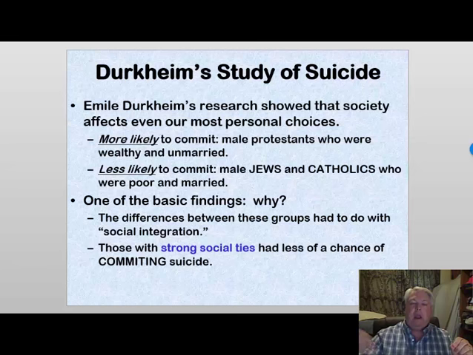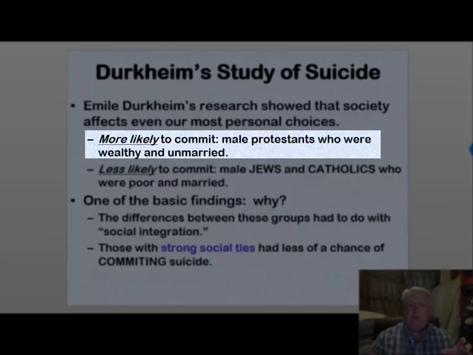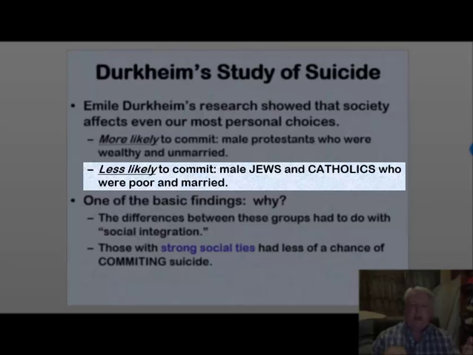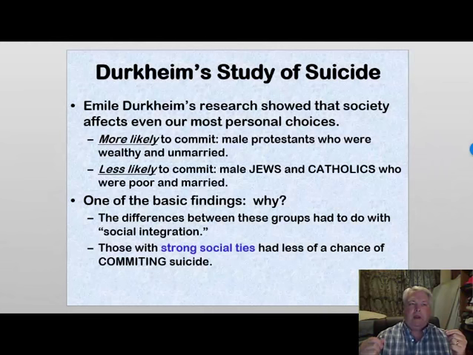And he found some. What he found was that people who were more likely to commit suicide were male Protestants who were wealthy and unmarried, and people who were less likely to commit suicide were male Jews and Catholics who were poor and married. Now, again, the strange and the familiar. That seems very strange because it's not exactly intuitive.